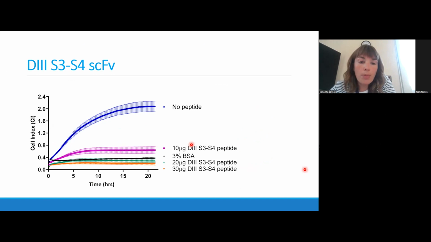We also, to prove the specificity of binding, repeat the experiment with the blocking peptides, the peptide against which the single-chain antibodies were raised. So for domain 3 S3 S4, if we incubate the cells on the single-chain antibody, in addition to increasing concentrations of this peptide, we find we abolish the interaction.